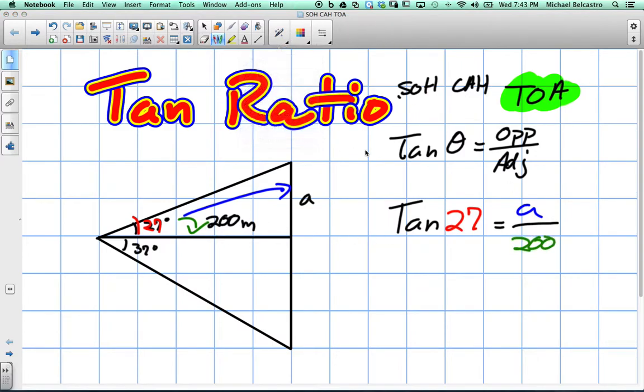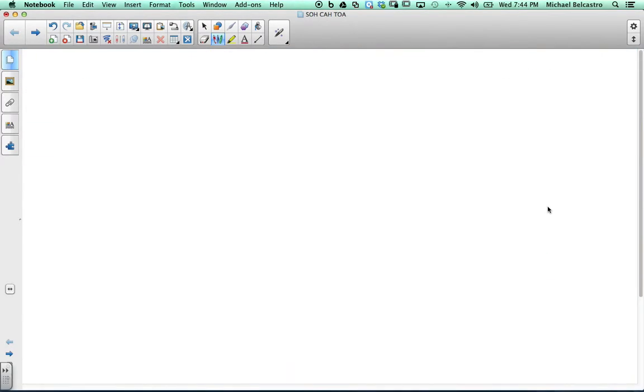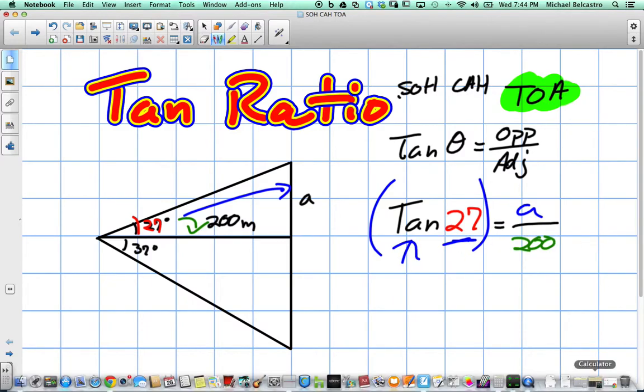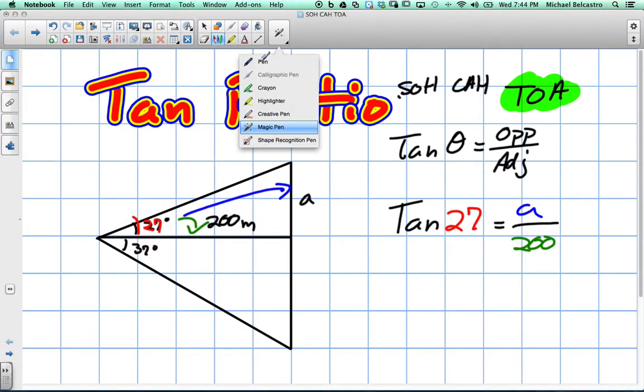So there's 1, 2, 3 variables. As long as we have 2 out of 3, we can solve for the other. And we do. We've got the angle and the adjacent, so we can solve for A. Now we just go through our BEDMAS. Technically, tan 27 is putting 27 into some very long equation that our calculators do for us. I use this calculator because it can work with degrees. Tan of 27 is 0.5095.